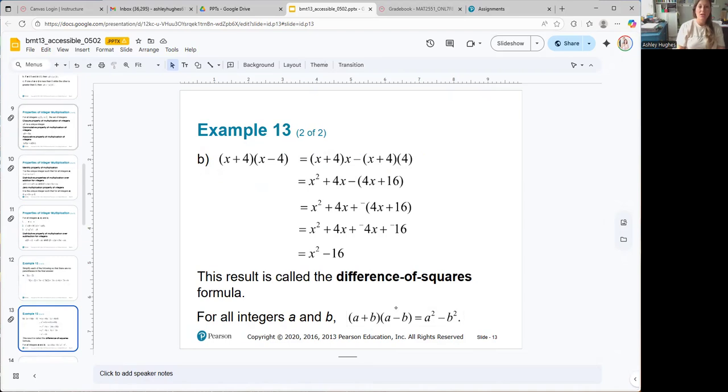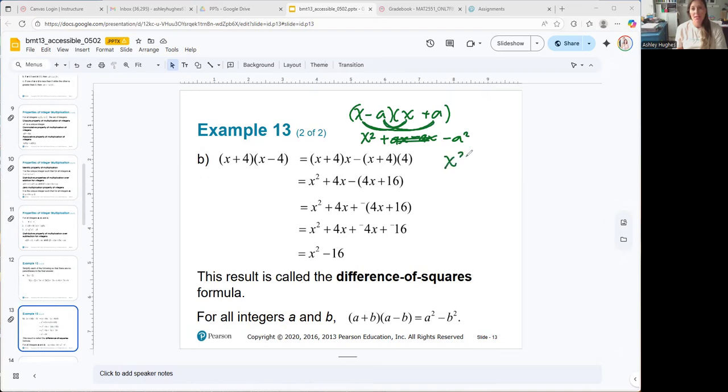Here's an example using what's called binomials. Binomials are expressions with 2 terms. When I multiply this very special form, anytime you have x minus a times x plus a, you're always going to get this situation here. We get x squared plus ax and then minus ax. So these guys are going to add to 0 and then minus a squared.